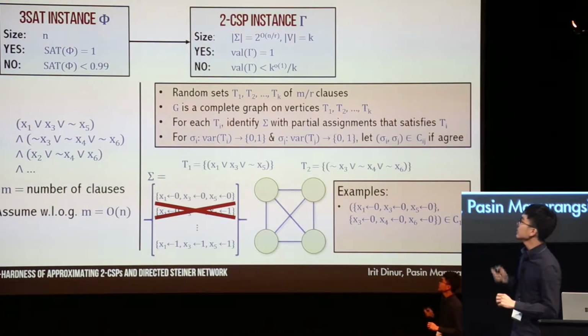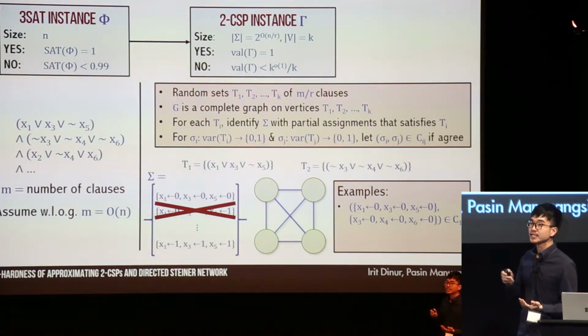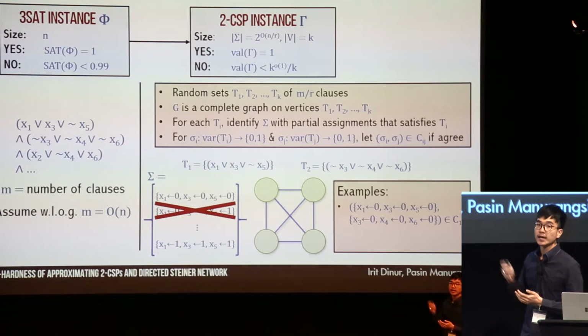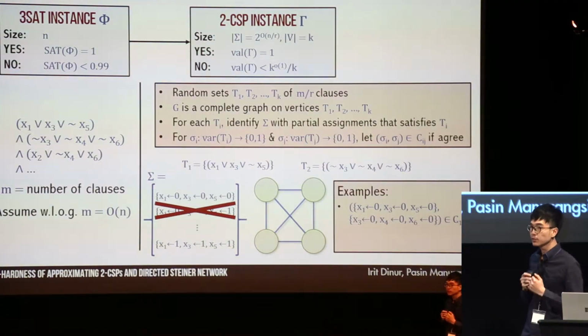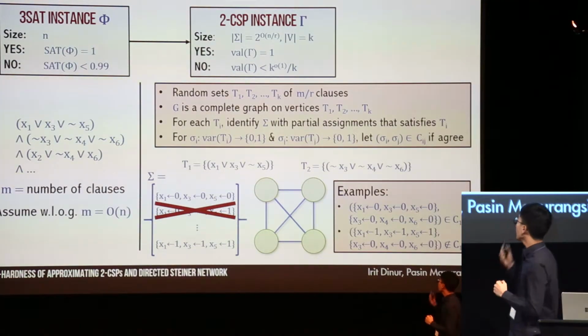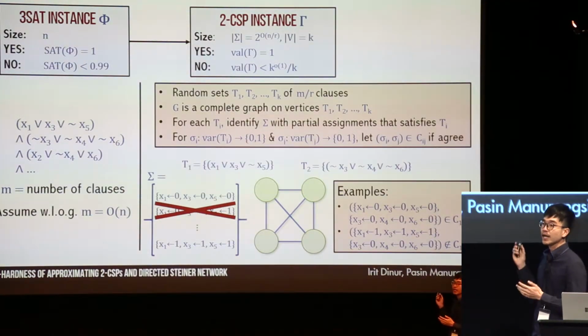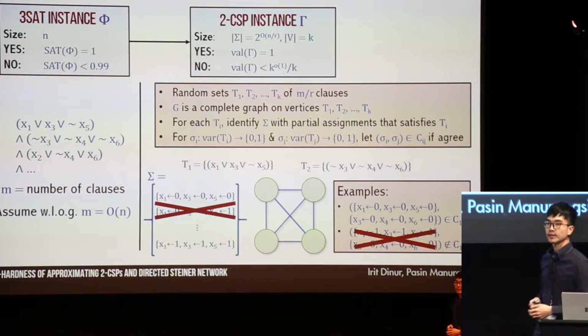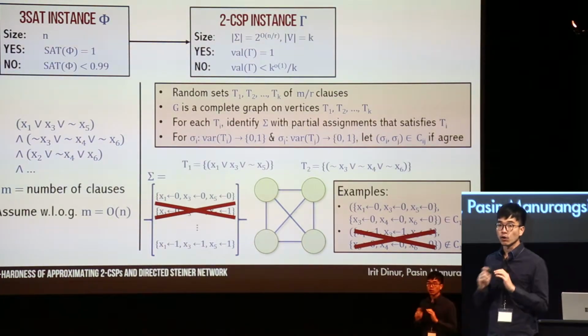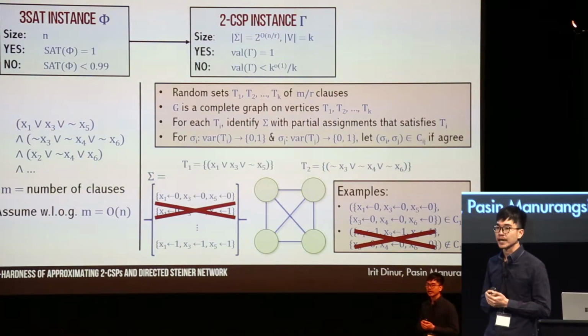By agree, we just mean that they do not contradict on any variable at all. So for instance, the assignment that assigns 0 to every variable in T1 and the one that assigns 0 to every variable in T2 would satisfy the constraint C12. On the other hand, the assignment that assigns all 1 to T1 and all 0 to T2 wouldn't satisfy C12 because they contradict on X3, for example. So this is the whole reduction, extremely simple and extremely natural.